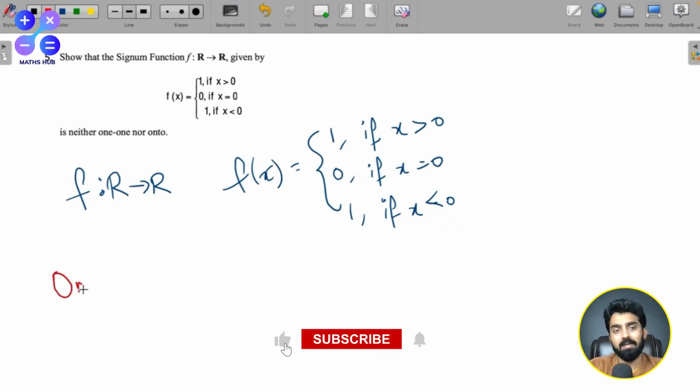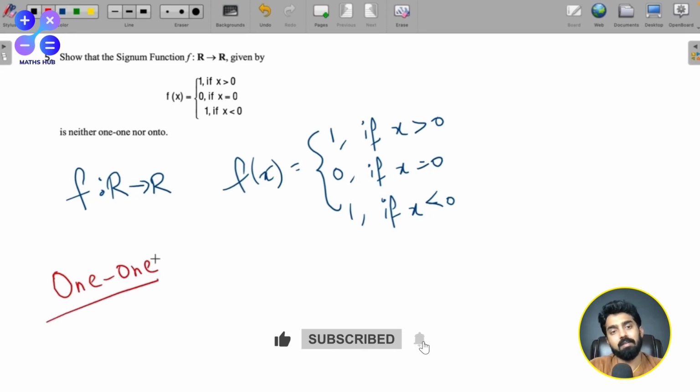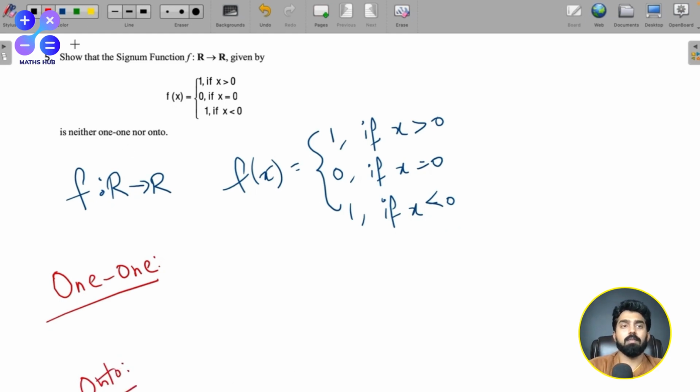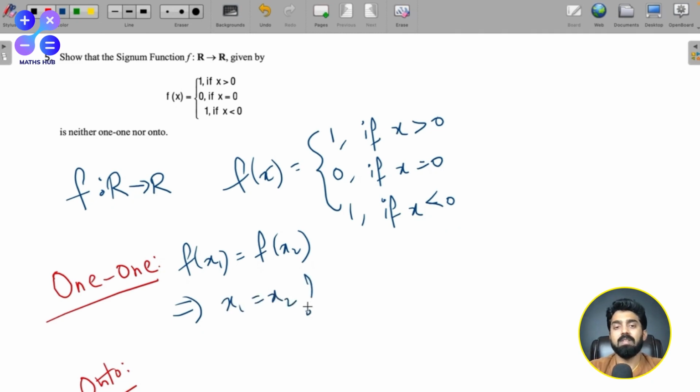Obviously not. It's very easy to prove this, but anyway, we know that it is neither. But anyway, let's go and do our drill, one-to-one and onto. Right, our drill is if f of x1 is f of x2, does that mean x1 equals x2? Does it imply? Obviously not, right? For every value of x that is more than 0, it's giving you the same value. In fact, even for less than 0.